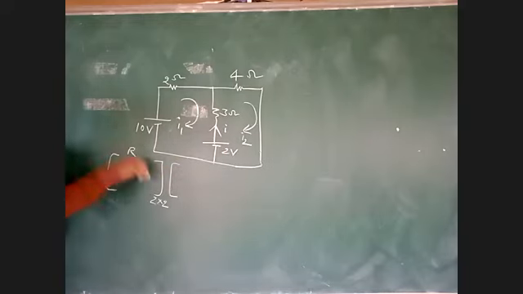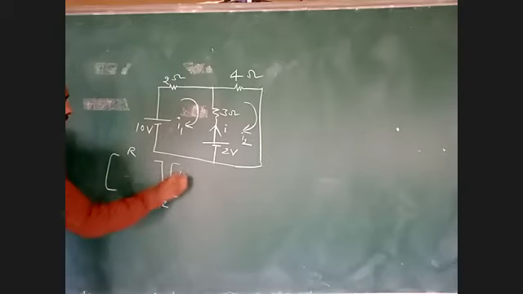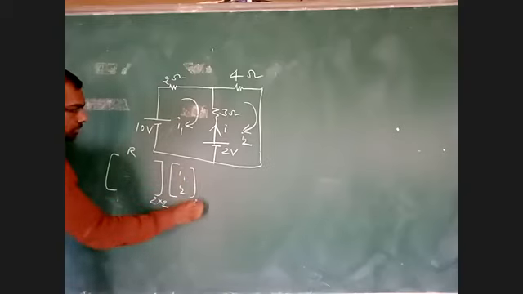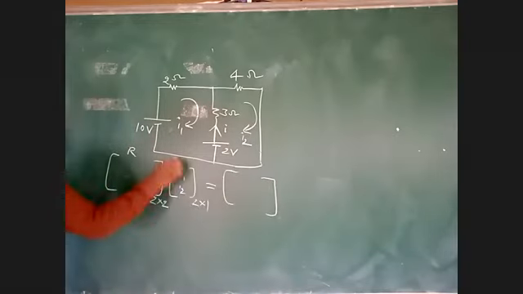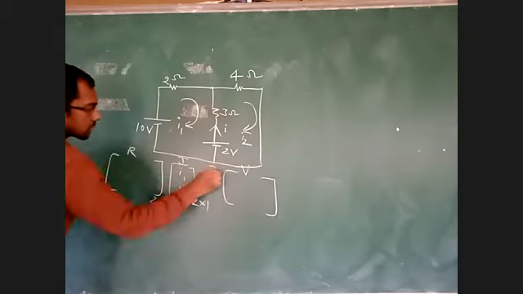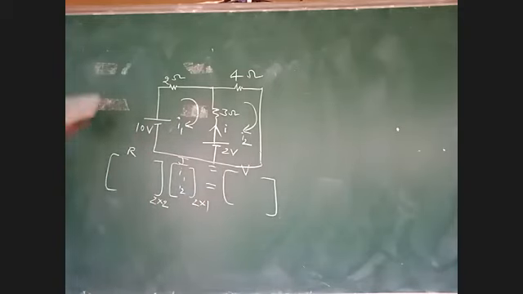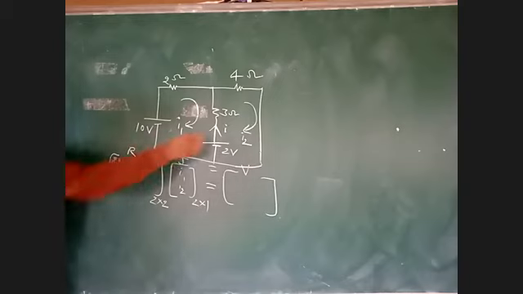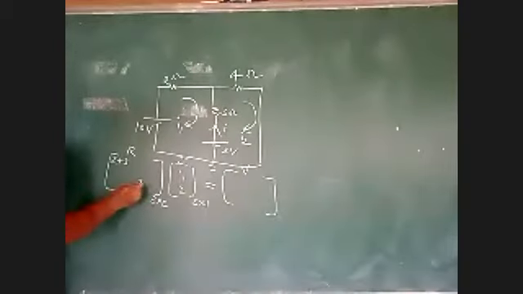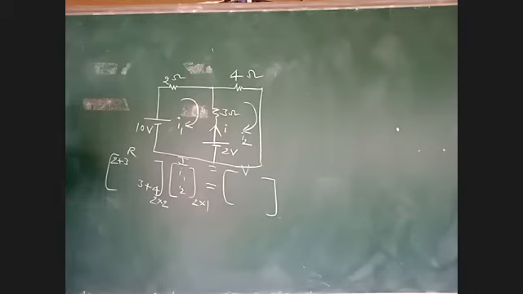Your resistance matrix is 2 by 2 matrix. Your current is a column matrix. That is equal to voltage. V is equal to I into R. Now what are the diagonal elements first? First element 5, 2 plus 3. Diagonal elements are always positive. In the second loop, 4 plus 3. Okay, we have written the diagonal elements.